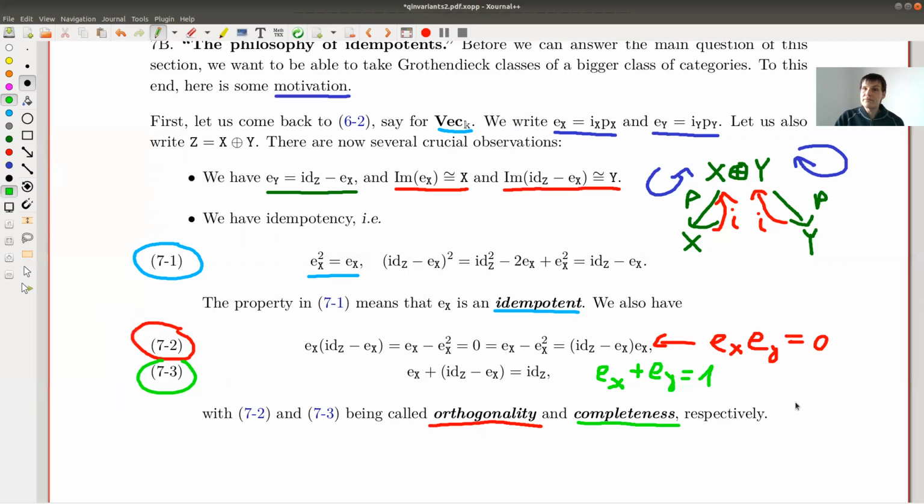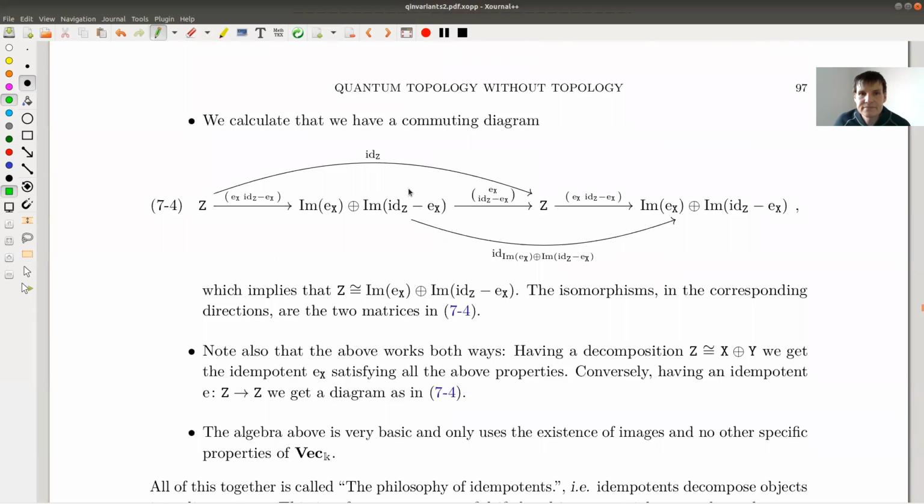So we have three properties. We have idempotence, blue. You have orthogonality, red. And you have completeness, green. And this is really important. These are the three important properties which we will generalize in a second. Right now, this is just in vector spaces. And you basically just observe that you have a commutative diagram of this form where you can write down those matrices. So here's a matrix and here's a matrix. And it basically shows that under these circumstances, Z is isomorphic to the image of Ex and the image of Ey.